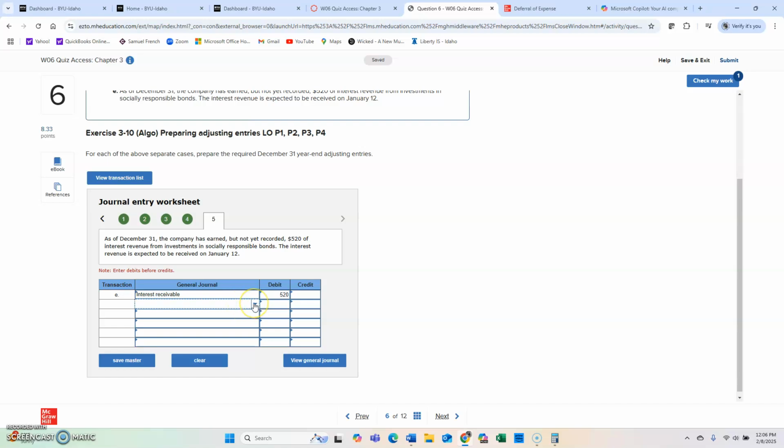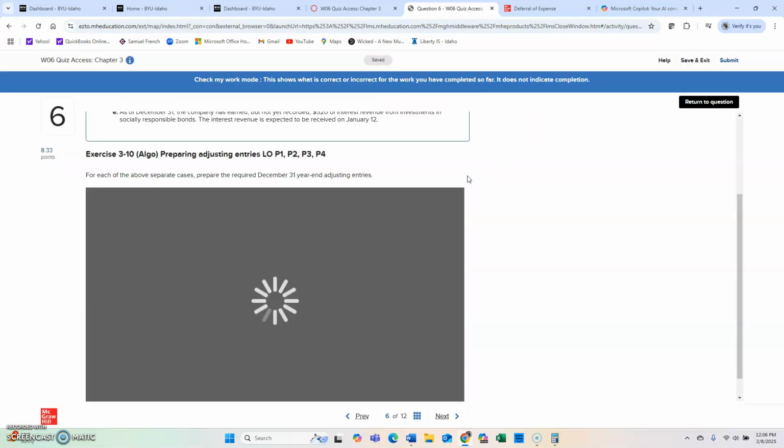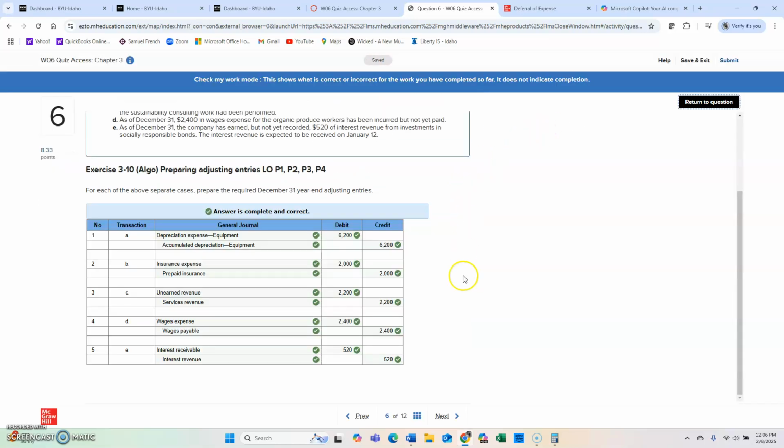And then because it happened in the month of December, we have to do the interest revenue because we record revenue at the time of service, of $520. And we're going to check my work. And it is correct.